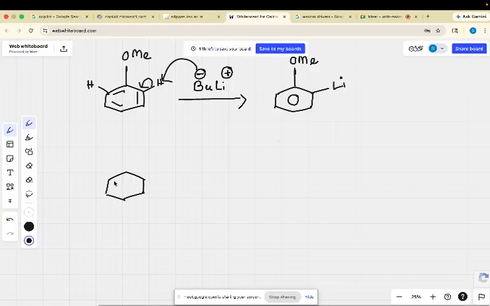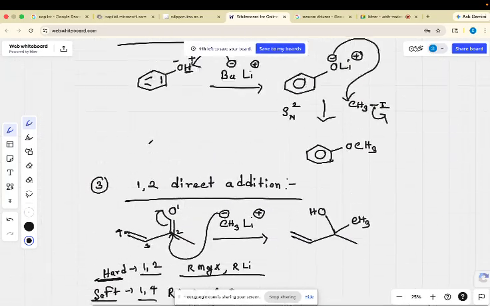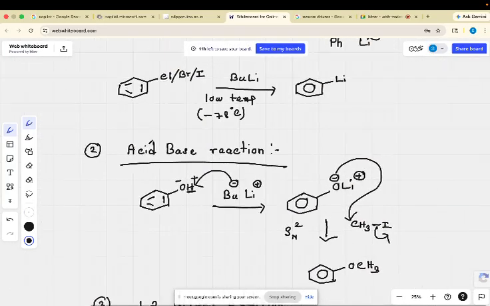Sir, if all 5 possibilities are present, for example, in one molecule we have bromine, we have OH, alpha, beta, everything, but we have only one equivalent. I think they will not give that kind of molecule. But if they do, keep in mind this acid-base reaction is the fastest reaction. Acid-base reaction is always the fastest reaction because it can happen in nanoseconds only.